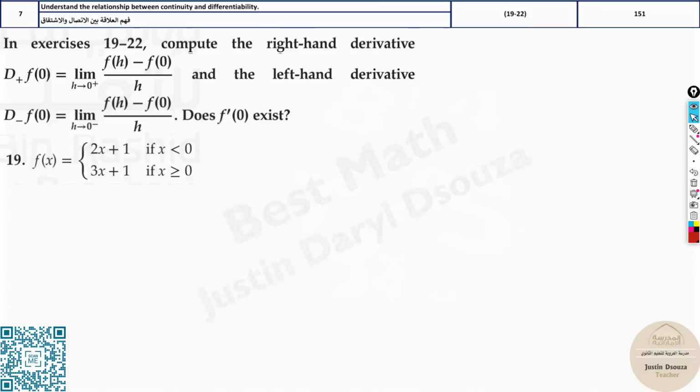Here, we have been given a piecewise equation. You can see there are 2 pieces of equation. One is for less than 0 and one is greater than or equal to 0. They're asking us to find the differentiability for both sides, the left-hand and the right-side derivative. Basically, you're finding the derivative and checking whether it's equal or not for both sides.